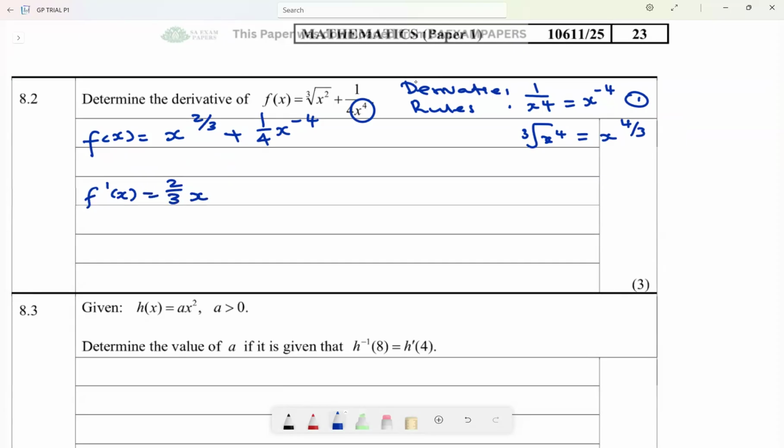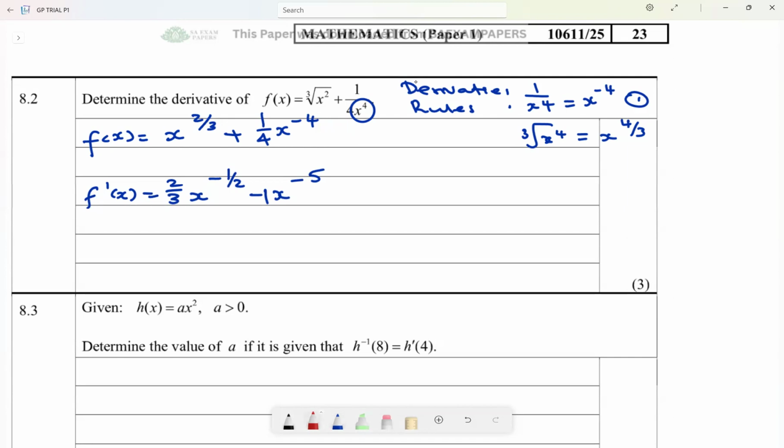Then I need to remove 1 from the exponent. 2 divided by 3 minus 1, it is negative 1 divided by 3. And then negative 4 multiplied by 1, it is negative 4. So negative 4 multiplied by 1 over 4, it is negative 1. And then x to the power of negative 4 minus 1, it is negative 5. Okay, so this is just 1, but you don't need to show that 1. I'll just put it there so that you know.